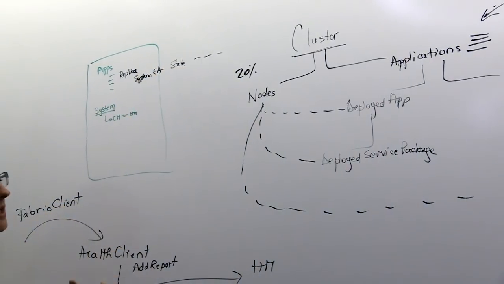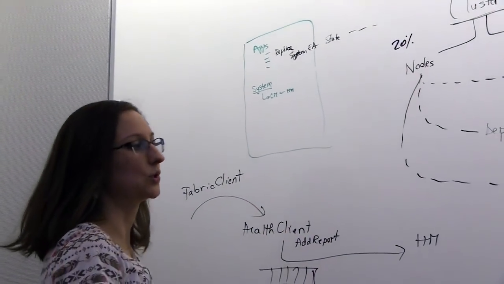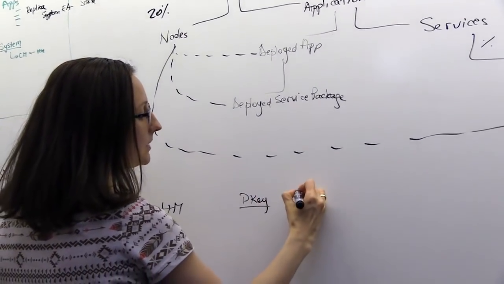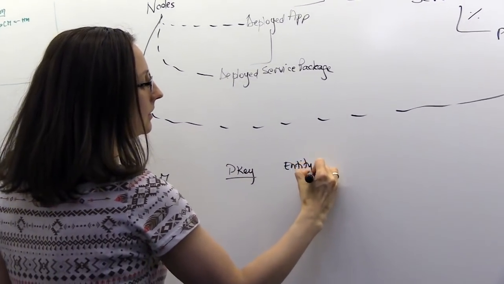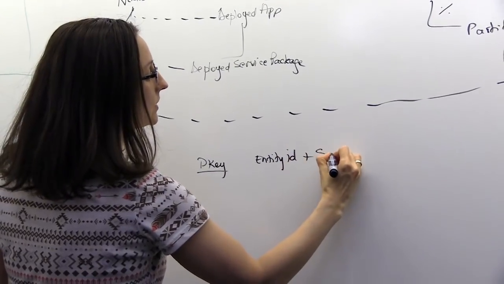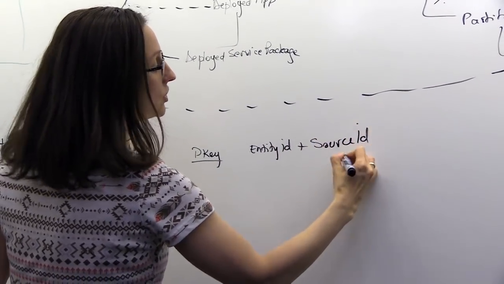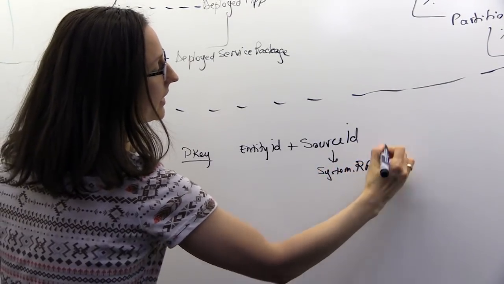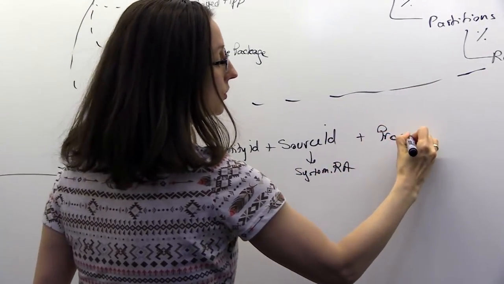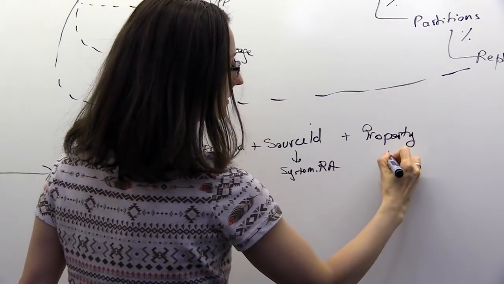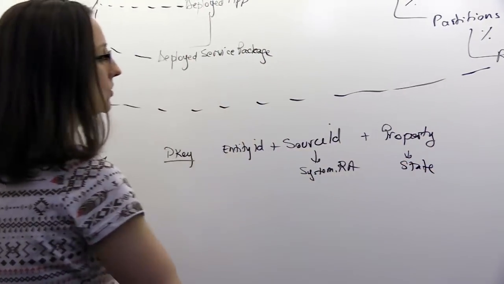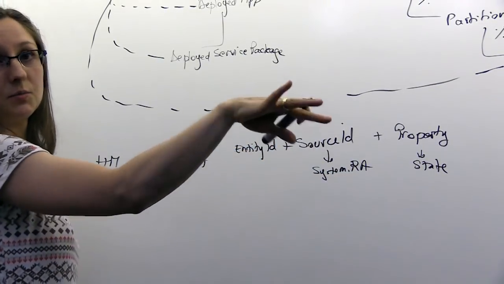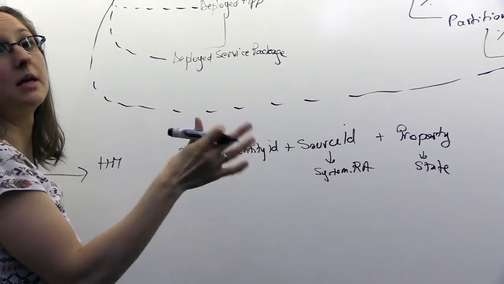Because the primary key, if you want to think of it as the store underneath, the primary key for the health event is the entity ID plus the source ID, which is in this case System.RA, so basically who reports it, and then the property on which you report, which in this case is state. So as long as you send the same, I will just replace it. You lose the state of the previous one, and you just have the latest.